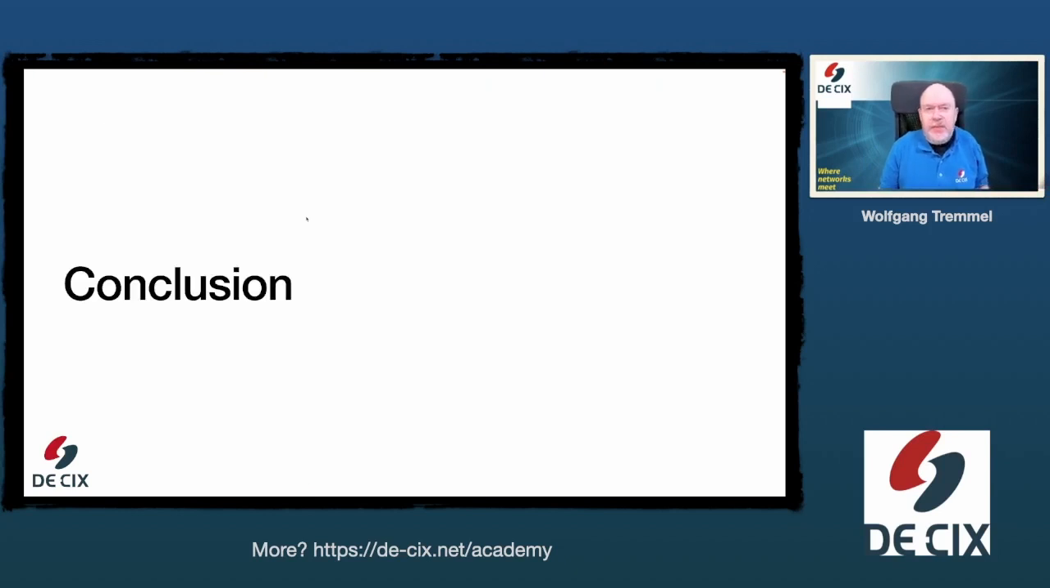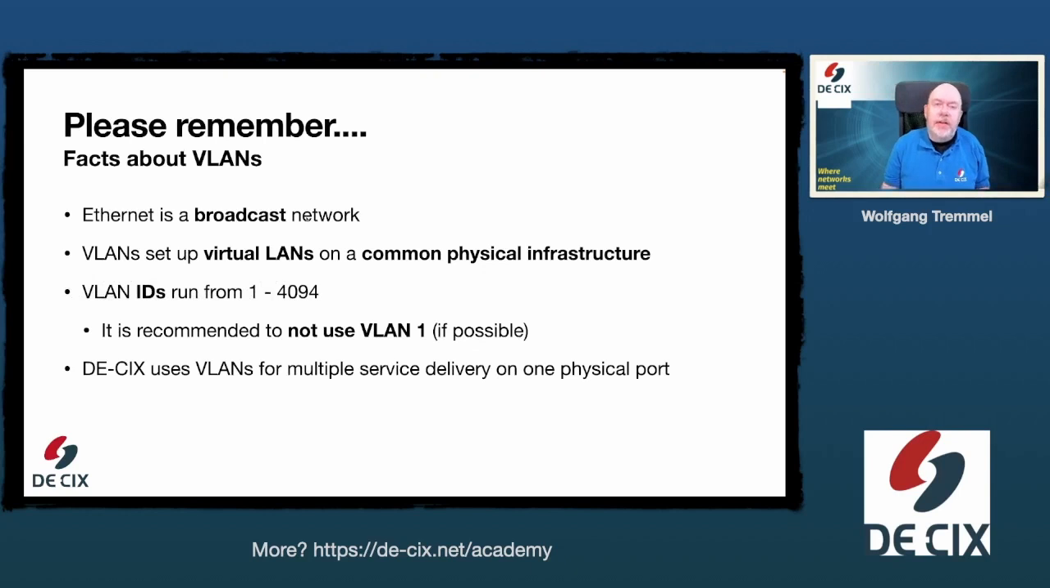Good. Conclusion. What did we talk about today? Please remember some basic facts about VLANs. Still, Ethernet is a broadcast network. So if you connect devices to one Ethernet segment, they can all communicate with each other. VLANs set up virtual LANs on a common physical infrastructure. So on a common physical Ethernet, VLANs take care of separation between virtual LANs.